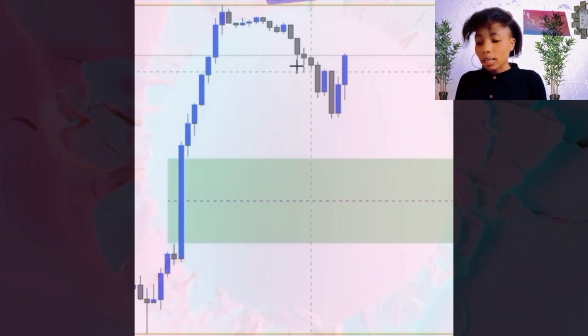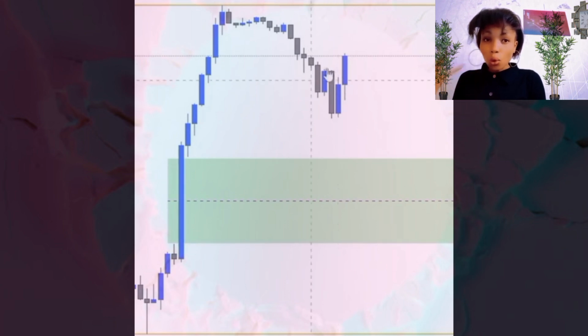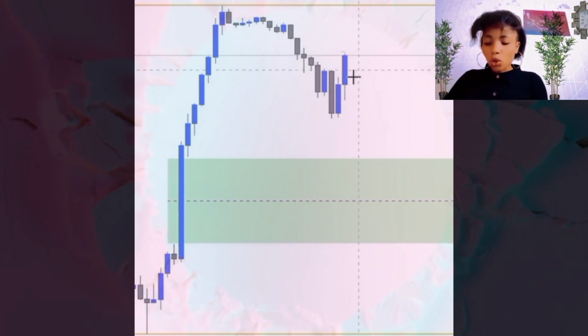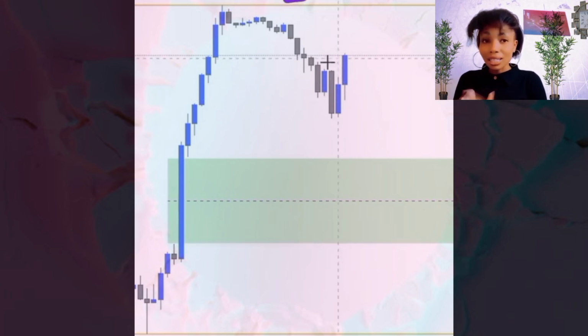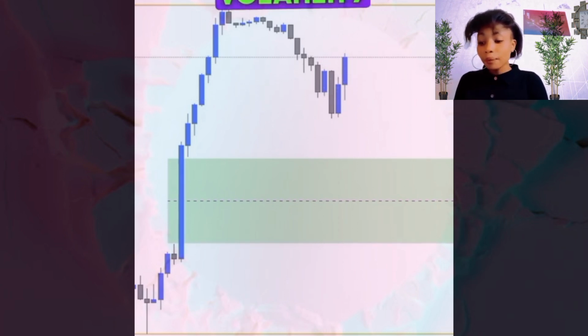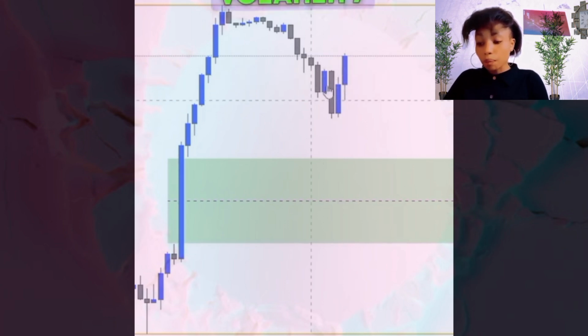Remember, imbalances show inefficiencies in the market, and so many traders wait for these levels to be filled. So whatever he's going to do, he's going to wait for these levels to be filled. He'll be waiting for price to get to these imbalance levels. That's when he's going to look for a buying or selling opportunity. You're supposed to keep that in mind.